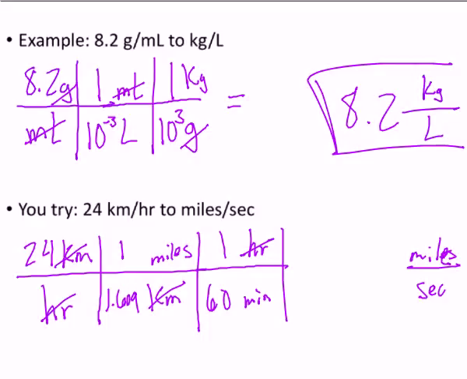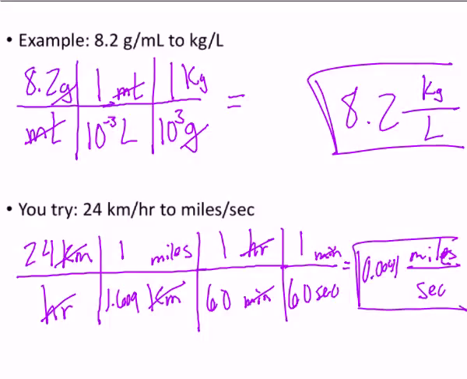We need to get to seconds. Minutes on the top, seconds on the bottom. 1 minute is 60 seconds. So when you do that math, you should end up with a final answer. Who can tell me? Cambria? 0.0041 miles per second. Do we agree with her? Very, very tiny number. Absolutely.